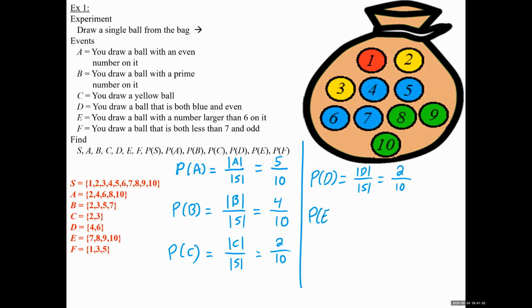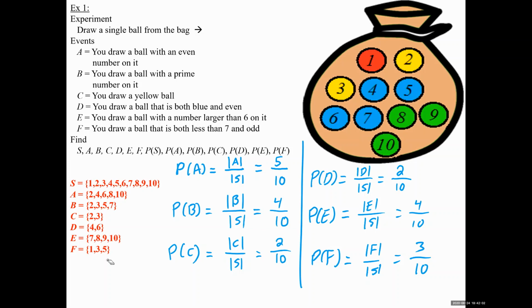Probability of E. Formula, fraction line. On top, absolute value of E. Bottom, absolute value of S. You count how many things are in E, there's 4. Count how many things are in S, there's 10. Okay, last one, probability of F. Top is absolute value of F. Bottom is absolute value of S. And again, you count. Absolute value of F means count how many things are in F, there's 3 things. Bottom, count how many things are in S, there's 10 things. And that's the story on example 1.